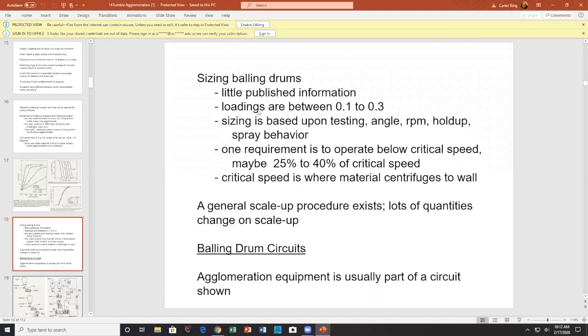For sizing balling drums, there is little published information. Loadings are from 0.1 to 0.3, 30% holdup, maybe more. Sizing is based upon testing, angle, RPM, holdup, and spray behavior. By a lot more than 0.3, you're pushing your equipment. You're typically operating at 25 to 40% of critical speed. Critical speed is where the material is centrifuged to the wall. A general scale-up procedure exists, but lots of quantities change on scale-up.